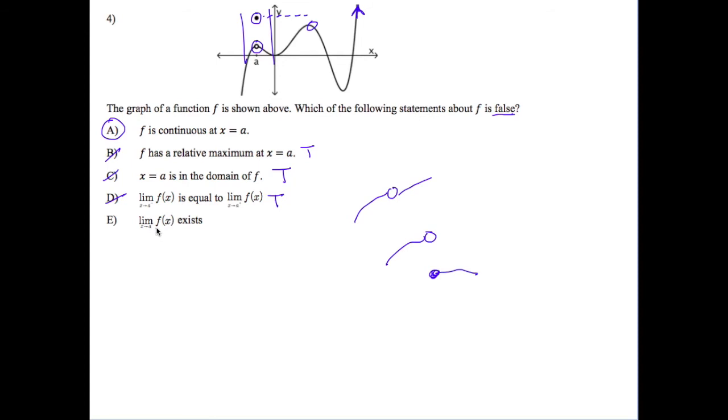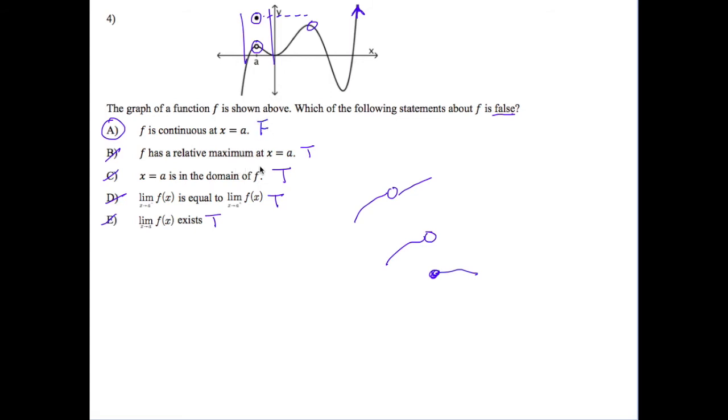The limit as x approaches a exists. Well, remember, this is a double-sided limit. A double-sided limit exists if the left is equal to the right. So D and E are almost exactly saying the same thing, and both of them are right. So it's not E either. A is false.